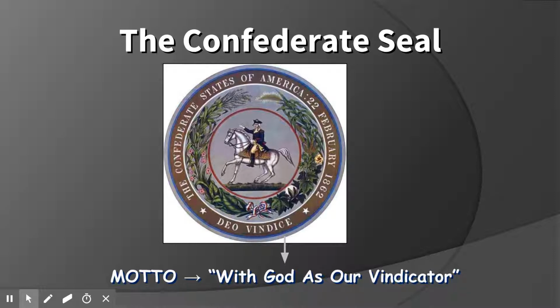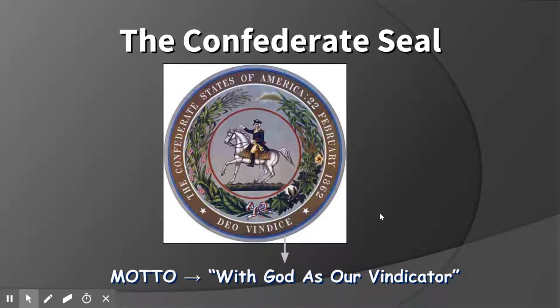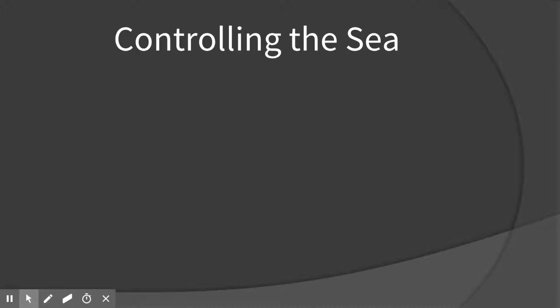Something I want you to focus on within that seal. Notice who is riding a horse. You have George Washington, but the big thing is to look at what's included here. You have cotton, you have rice, tobacco, you get sprigs of indigo. So again, all the major cash crops that are important to the South appear there within their Confederate seal. So thus far, looking at your list, you have to figure out who's winning. As you know, it's the South.